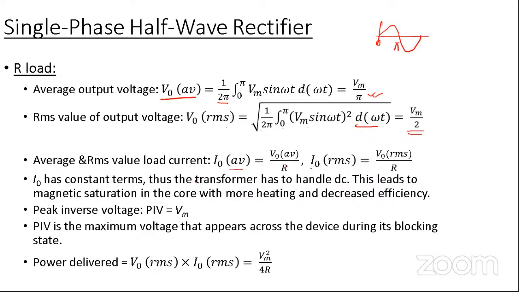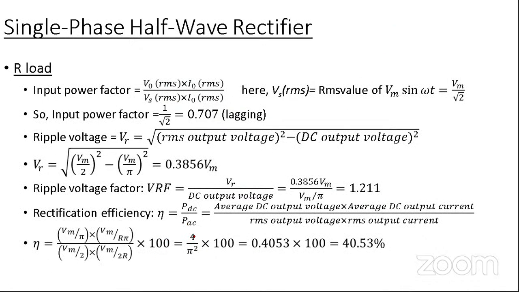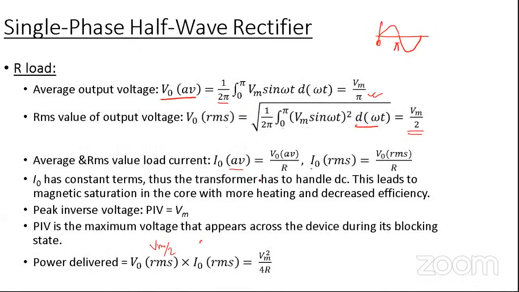Peak inverse voltage is the maximum voltage that appears across the device during its blocking state or reverse bias condition. Now, sometimes people also want to know the power delivered. Power delivered is very simple: the product of voltage and current, as all of you know. Here you consider the RMS output voltage and RMS output current. RMS output voltage is Vm by 2, and the current is also Vm by 2R. So that is Vm square by 4R.